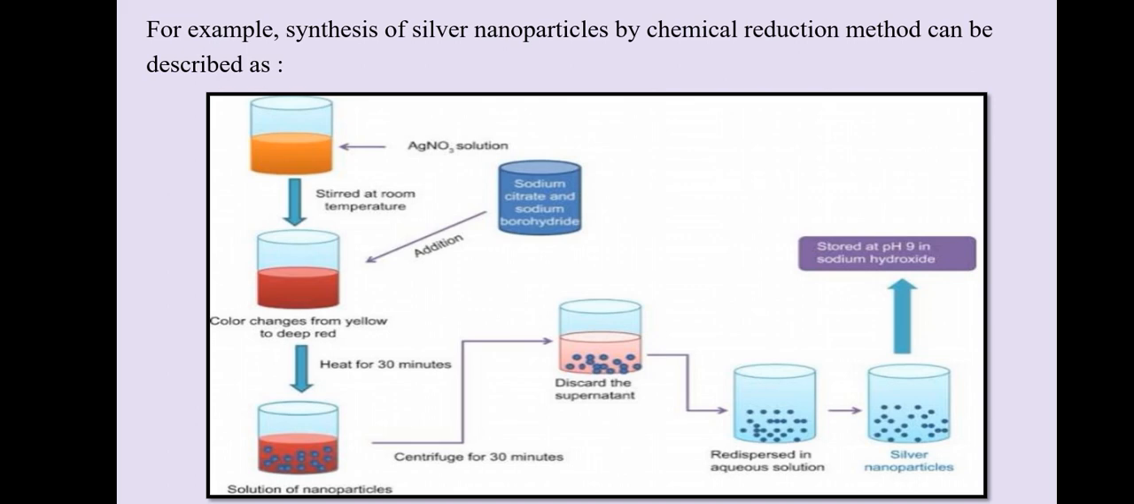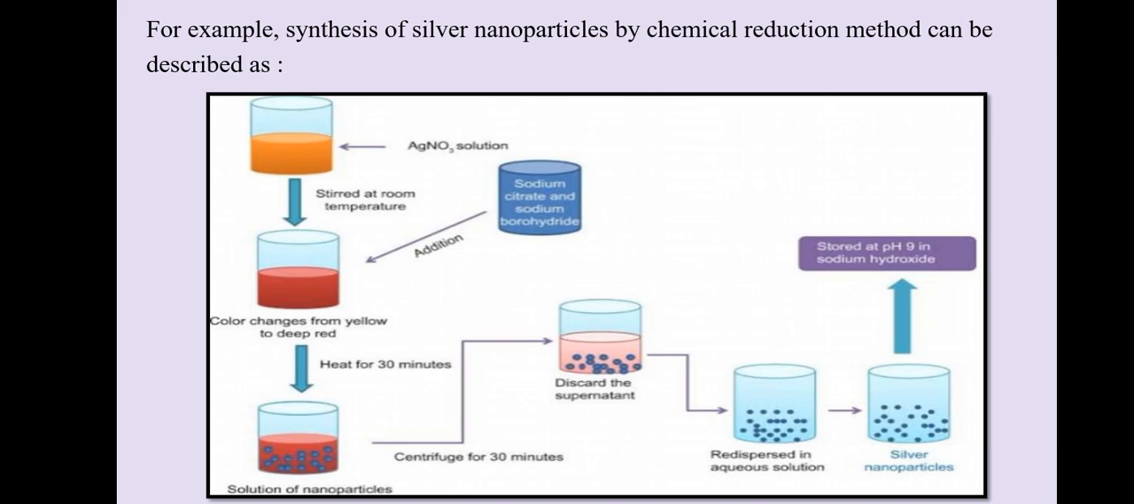For example, synthesis of silver nanoparticles by the chemical reduction method can be described as follows: silver nitrate solution is taken as a metal precursor, hydrazine hydrate is used as a reducing agent, and sodium dodecyl sulfate and sodium citrate are used as stabilizing agents. This reaction is carried out at room temperature and the transparent colorless solution is converted to a characteristic pale yellow and pale red color.